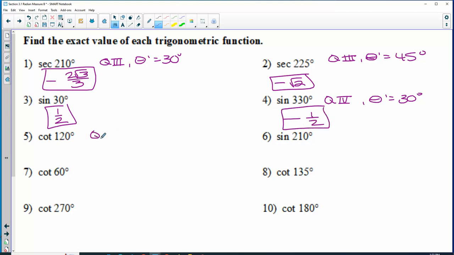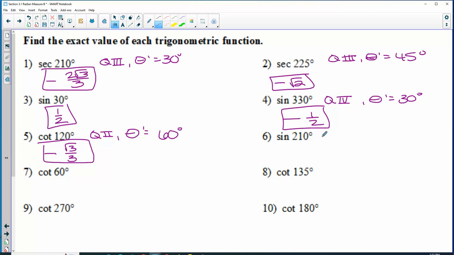Okay, 120 is quadrant 2. Reference angle, 180 minus 120 is 60. In quadrant 2, sine is positive, so cotangent's negative. Tangent of 60 is radical 3, so cotangent would be radical 3 over 3.